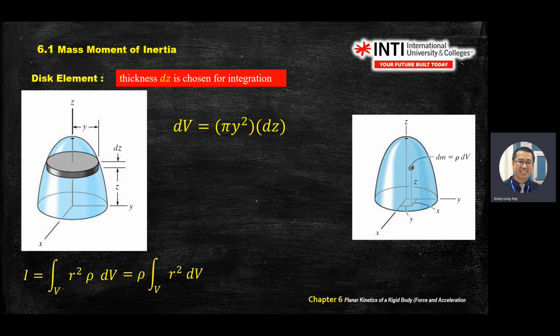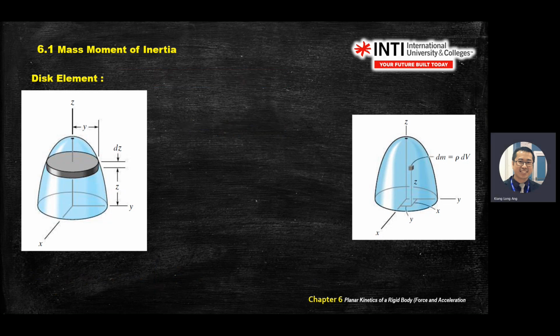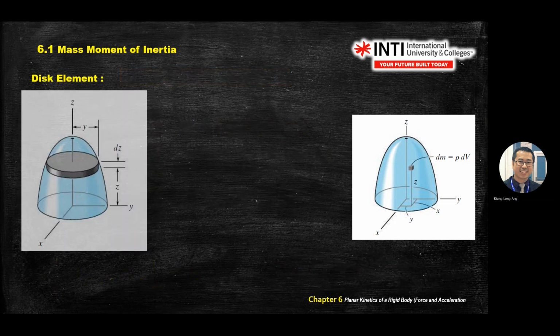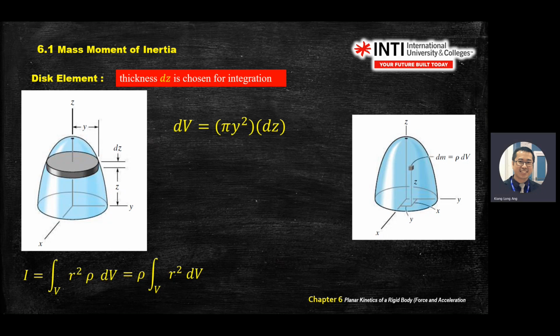If you're using the shell element, you're integrating y, focusing on the y axis. If you're using this element, you are using the z axis. Both give you volume, right? So why do we introduce you to both methods? Because it depends on how you calculate, on which axis you refer to for your initial second moment of inertia, right?